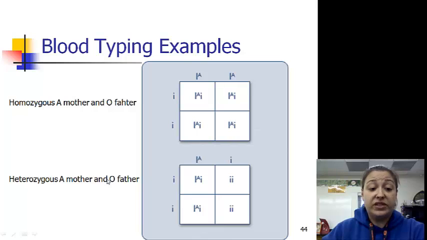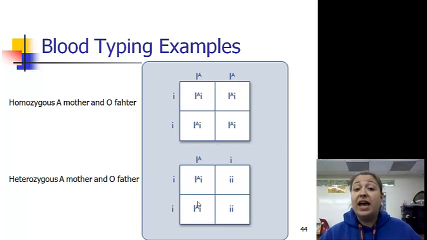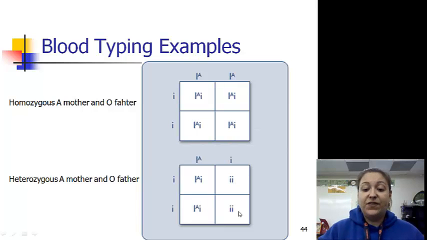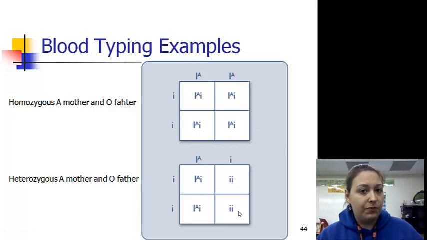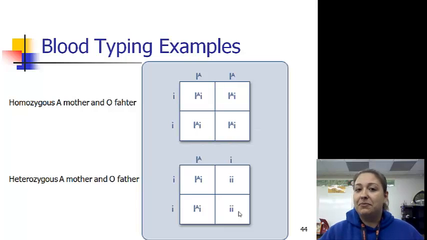For a heterozygous A, hetero is going to be different, so it's going to be big I^A, little i, and a father that's O. We find out that 50% could be heterozygous A, and 50% type O. We will use this later in blood typing to determine potential offspring and potential fathers of children.